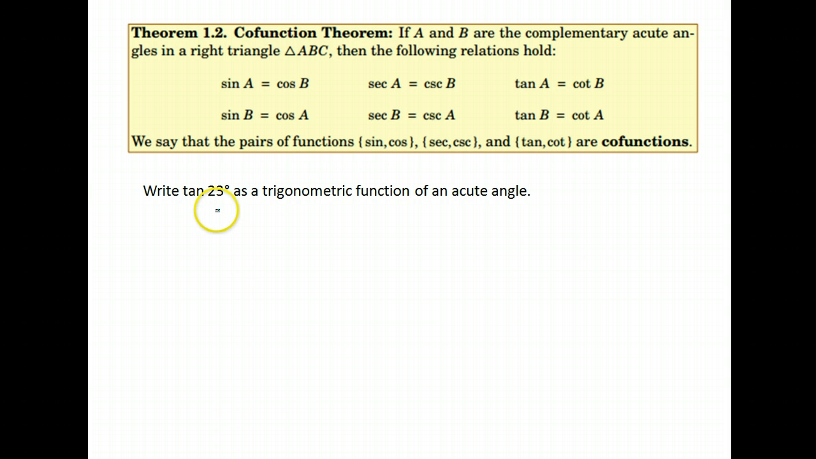Okay, next, write the tangent of 23 as the trigonometric function of an acute angle. So tangent, what is its cofunction? Cotangent. So the cotangent of 23 would be the cotangent of what angle? Again, they're a pair of complementary, so we know together they have to be 90 degrees. We take our 90 minus 23, and we find that there's 67 degrees left for our other angle. So the cotangent of 67 degrees is the same as the tangent of a 23 degree angle.